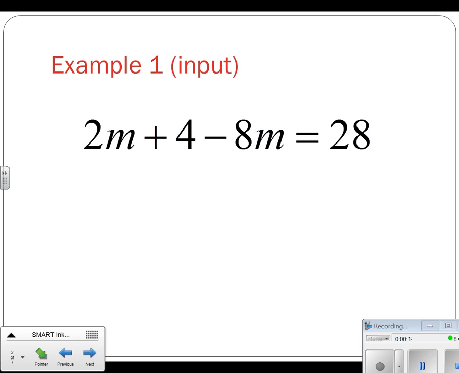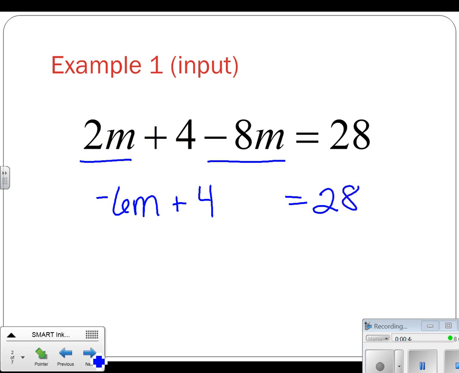So in this equation, you can see where the equal sign is, and on the left side of the equal sign you have three terms. You know how to combine like terms, and since we have two terms with m, we are going to start by combining them. So we have 2m minus 8m. That's going to give us 2 minus 8, negative 6m. And then we still have plus 4, which equals 28.